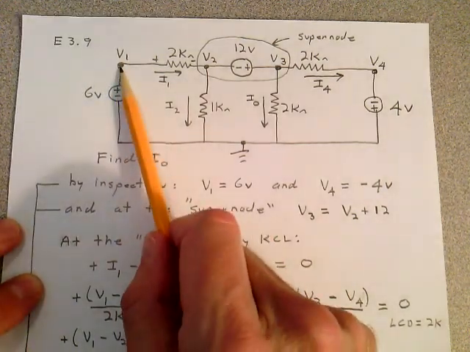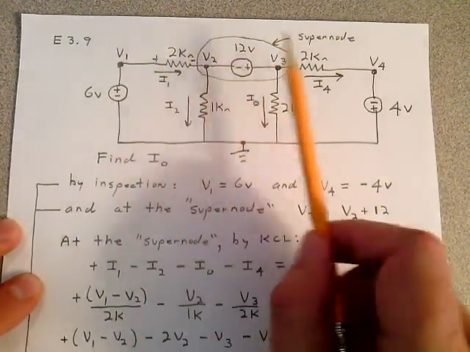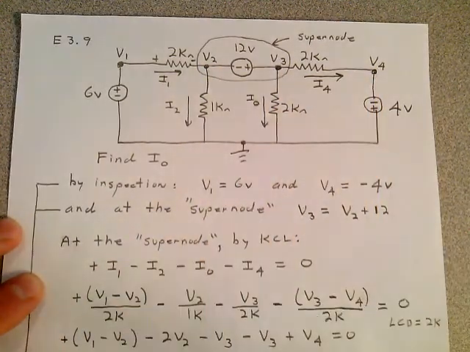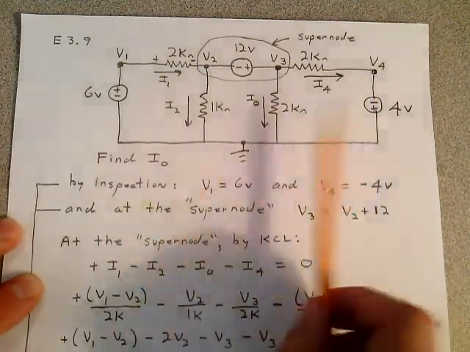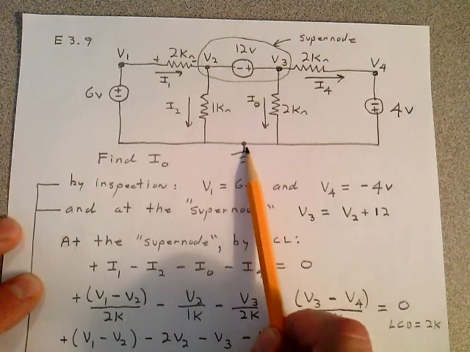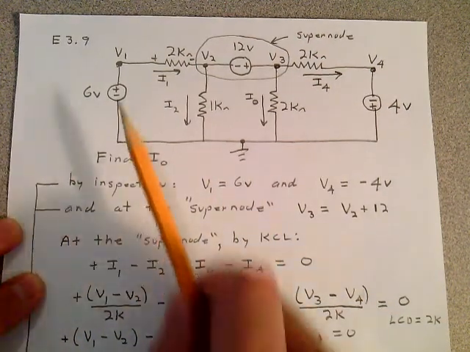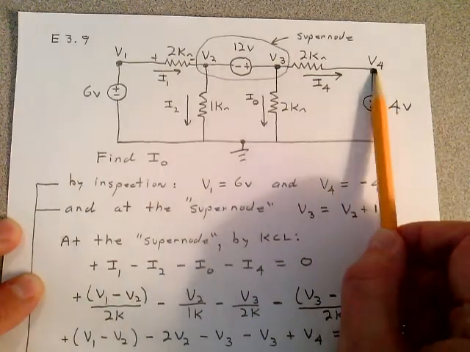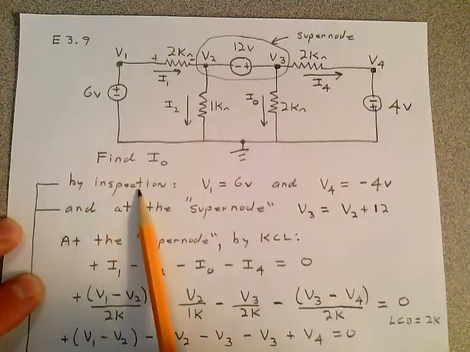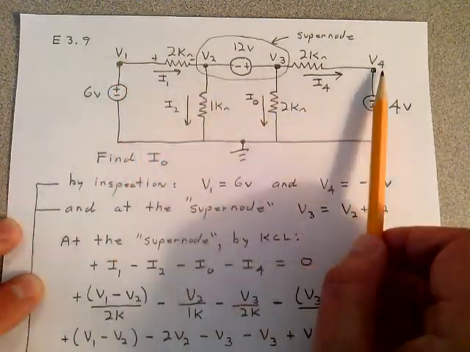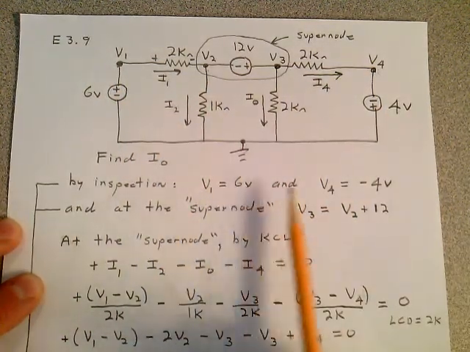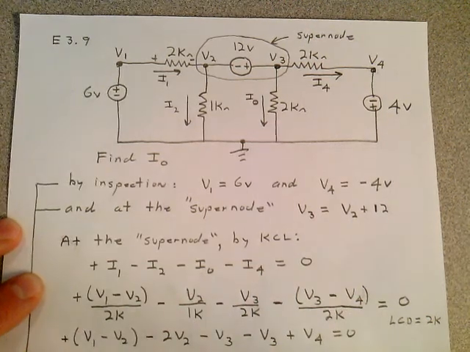So you can call this V1 if you want. Call this V2. Call this V3. Call this V4. There are 1, 2, 3, 4, 5 nodes. But look, one of these is a reference node at 0 volts. And by inspection, V1 is 6 volts if this is a reference, and V4 is minus 4 volts. So by inspection, don't start sticking in some variables you don't need. V1 is 6 volts and V4 is minus 4 volts.